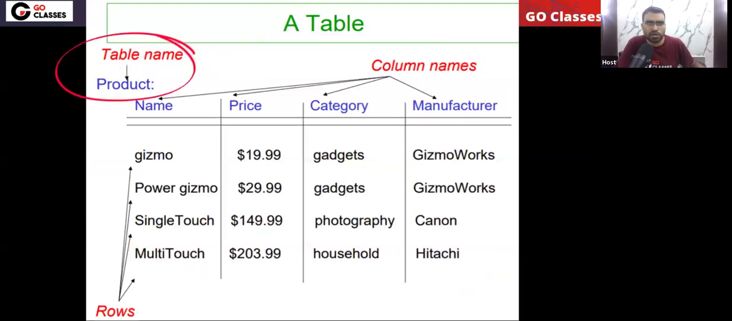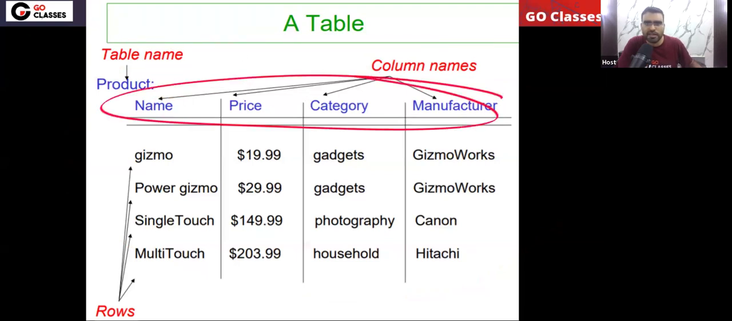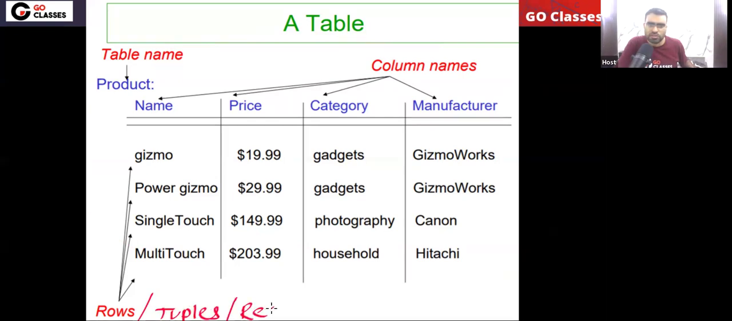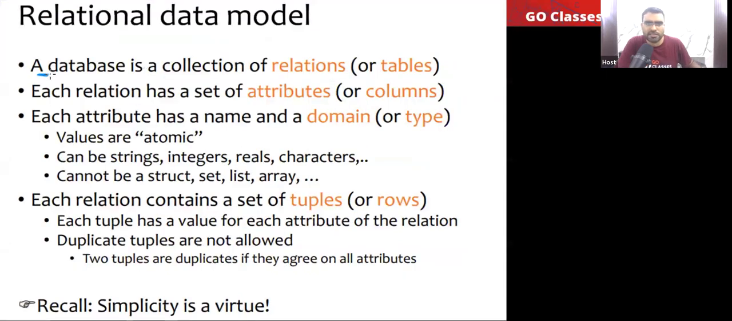You can see the table name is product, and these are the attributes, or I can say column names, or attribute names: name, price, category, manufacturer. And these are the tuples, or I can say the records. Remember, you can call them rows, tuples, or records. This is the actual data. So the idea is that the database is a collection of tables. Every table is called a relation, and in a table you have attributes, or columns, and tuples, which are the records.